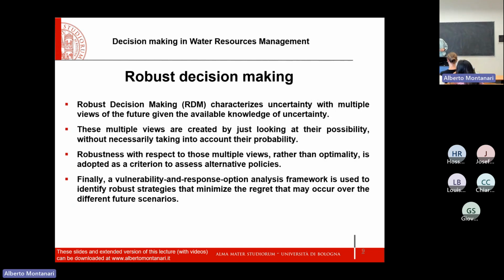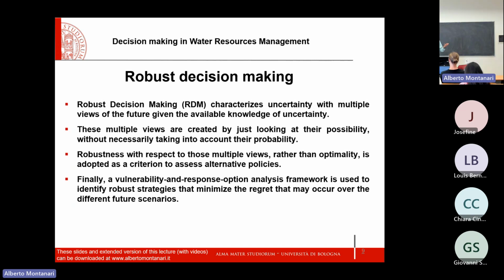So this is robust optimization. And what are the steps that I have to follow? I have to characterize uncertainty with multiple views of the future. Okay, so in case of climate, it's easier. I have several model projections, and therefore I can generate multiple scenarios, and I consider all of them. And then I look at these scenarios without considering their probability, just by looking at the possibility. Because, of course, if I look at the probability, then, with low probability, I may get an unexpected outcome. So let's consider all of them.